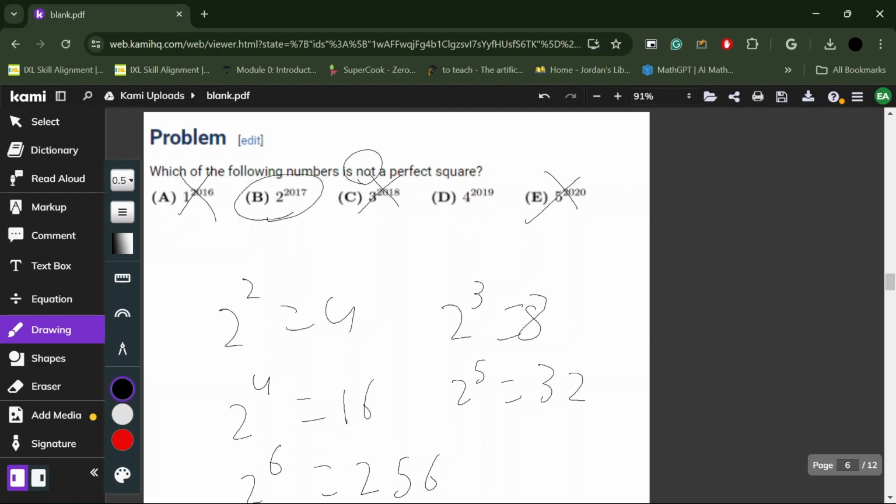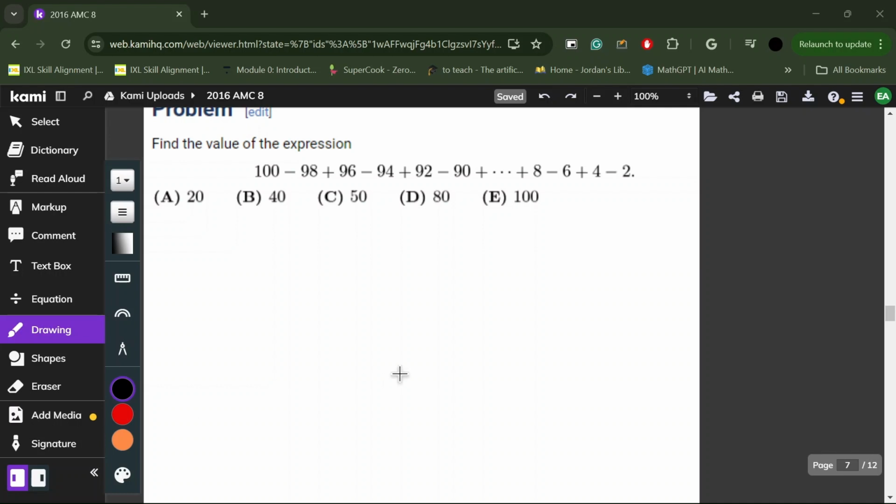So it's going to be, find the value of the expression 100 minus 98 plus 96 minus 94, and so on. So this problem is all about recognizing patterns and recognizing the commutative property of addition. Now you're probably wondering what that is. Let me show you. For example, -1 plus 8 and 8 plus -1 are both equal to the same thing. They're both equal to 7. So that shows that it doesn't really matter what the order is.